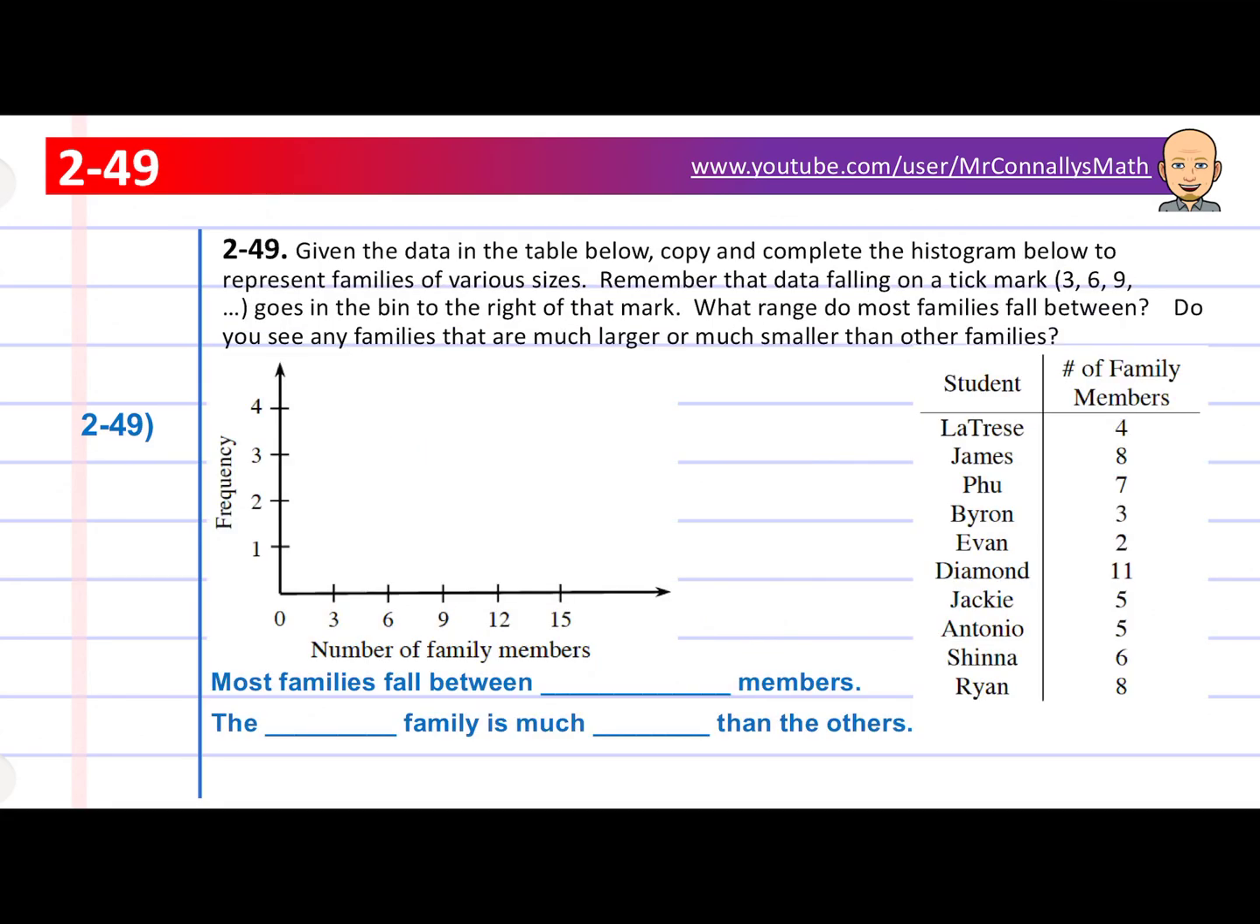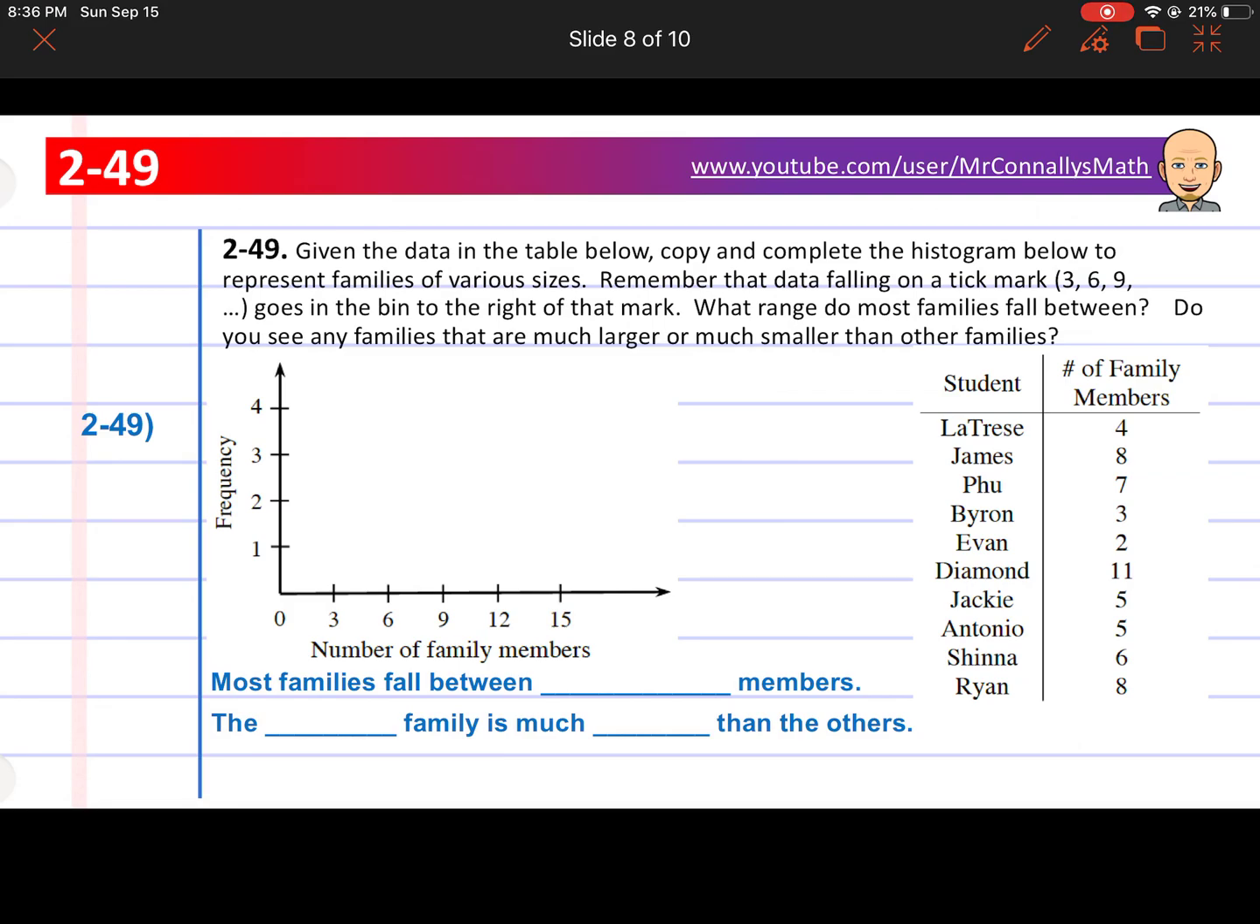All right, 249. Given the data in the table below, copy and complete the histogram to represent families of various sizes. Remember that data falling on a tick mark, 3, 6, 9, etc., goes in the bin to the right of that mark. What range do most families fall between? Do you see any families that are much larger or much smaller than other families?